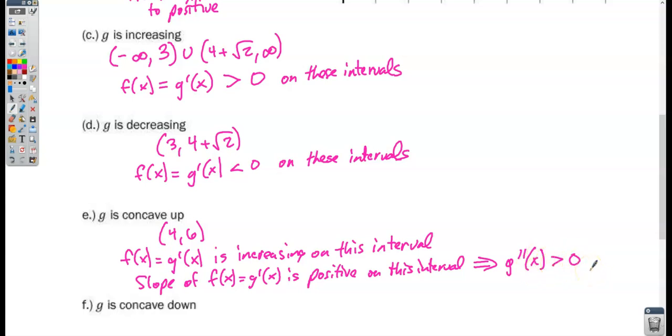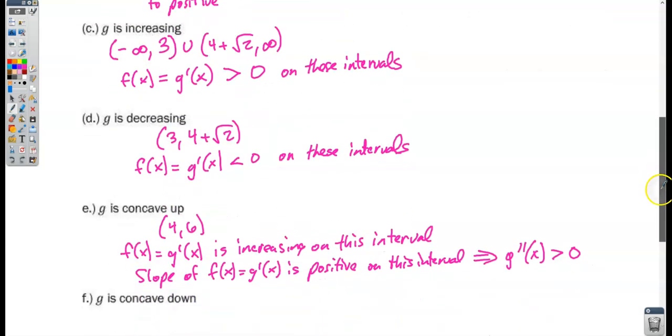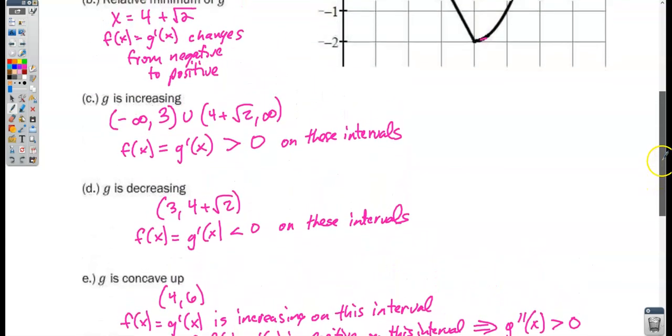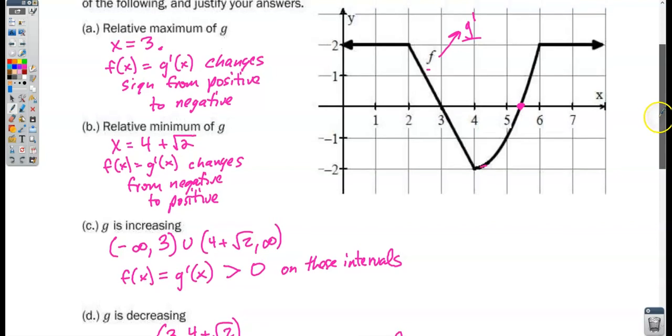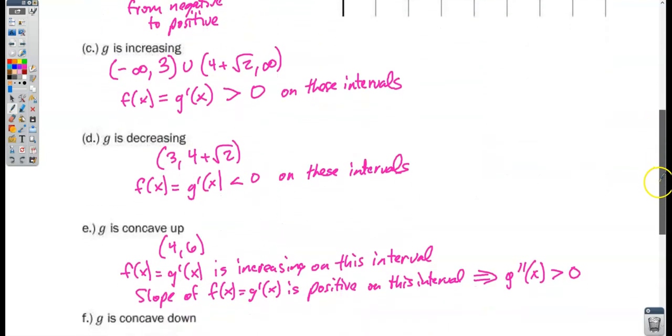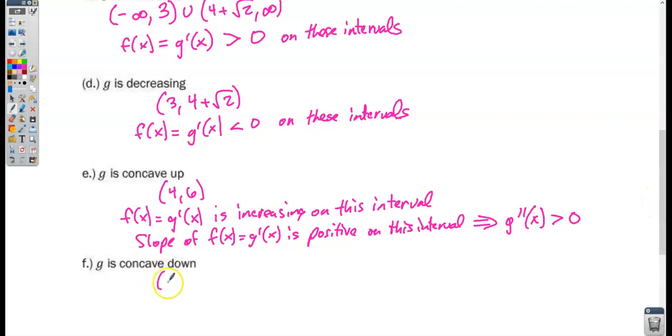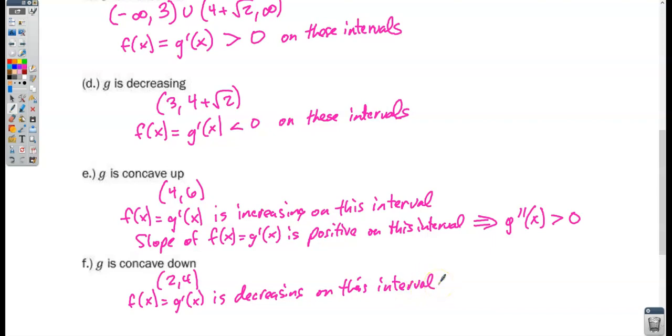Okay, g is concave down. Well, so we're looking for where the slope of this graph is negative, and that happens from 2 to 4. So that's going to be our interval, 2 to 4. And there, f of x equals g prime of x is decreasing on this interval. Or I could also say the slope of f of x, which is equal to g prime of x, is negative on this interval, which implies that g double prime of x is negative.